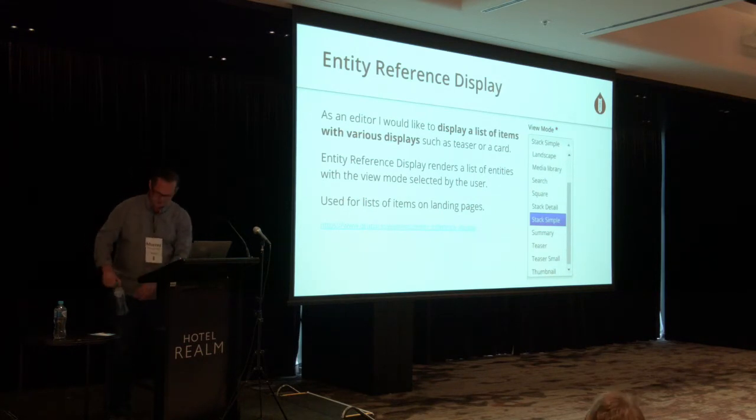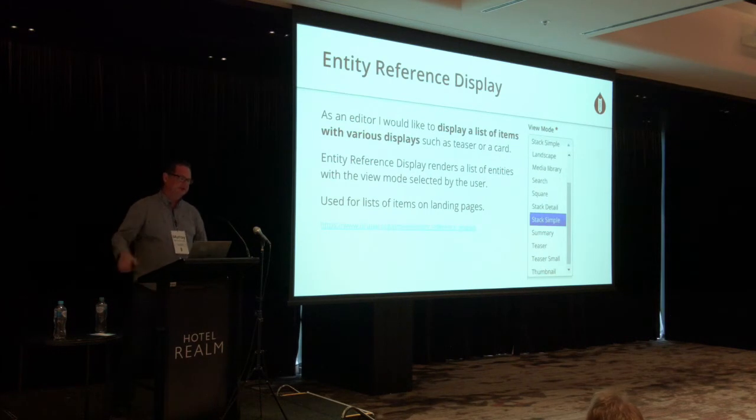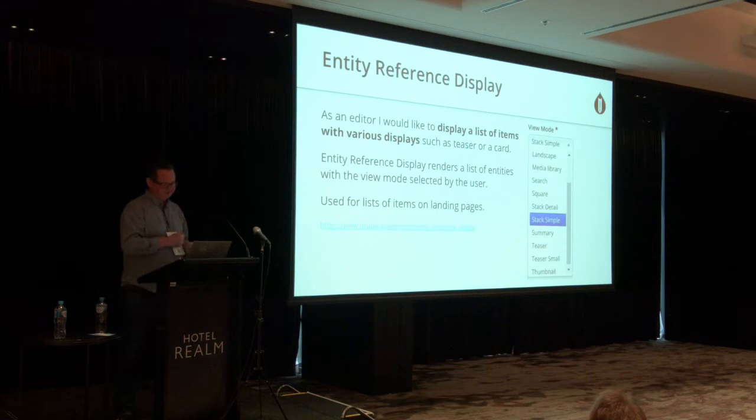This is a module which allows editors to select a view mode and display a list of items with that view mode. So for example, I could be an editor in a node list paragraph, and say, hey, I want these three nodes, and I want them all to be displayed as stacks. This is just a simple way to get those nice landing page things working. If you want to implement your own view modes, that can easily plug into this system, and you'll bubble those view modes up so that the editors can select them.